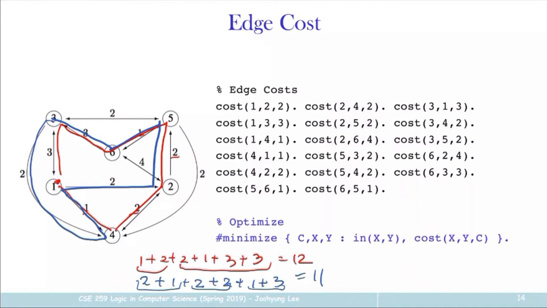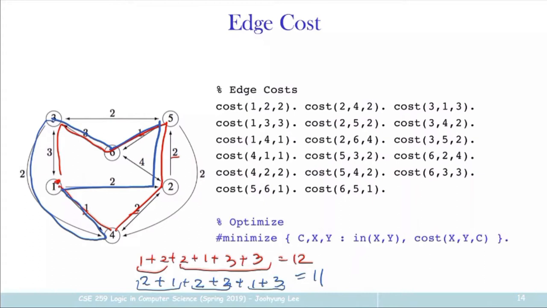What you need to do is to write only one line of code here. This is the statement that you are going to write. What is it saying? We want to minimize the cost, such that xy is an edge in the Hamiltonian cycle, and that edge has cost c. So you want to minimize the sum of this cost. That's exactly what is going on here.